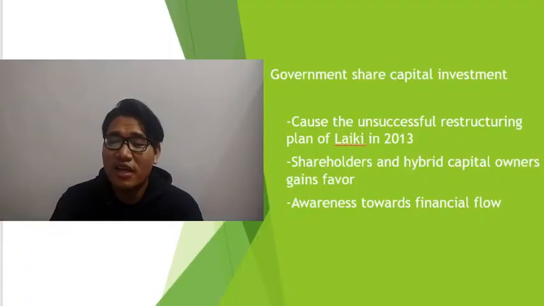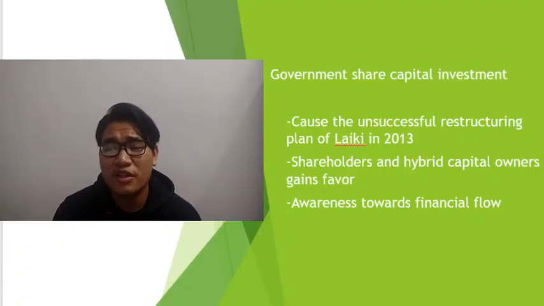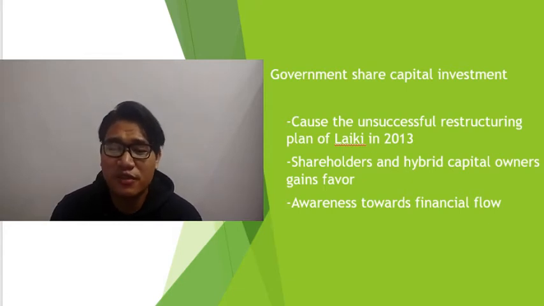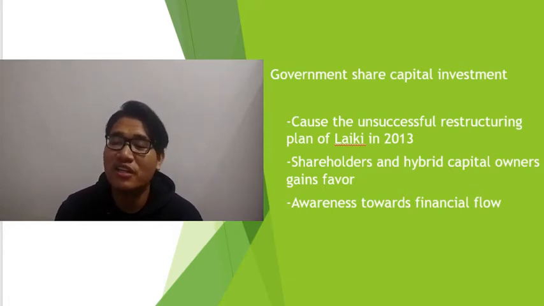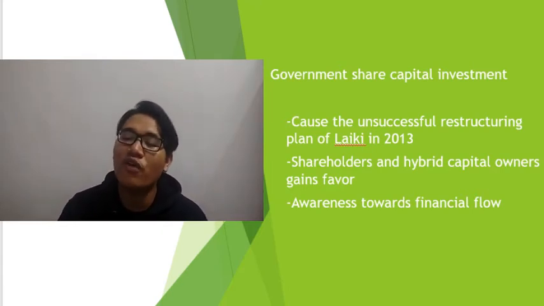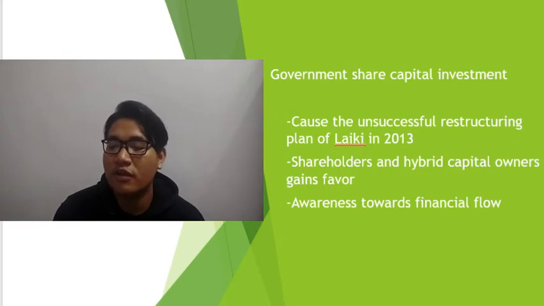Let's move forward to the next point, which is government share capital investment. Laiki's move to not prioritize at least junior bond creditor participation over early government share capital investment is something to be critical of. This issue caused the unsuccessful restructuring plan of Laiki in 2013, which referred to the June 2012 government share capital investment, not to mention that even shareholders and hybrid capital owners received a favorable deal from this case, caused by the loss that was not paid attention to in 2012.